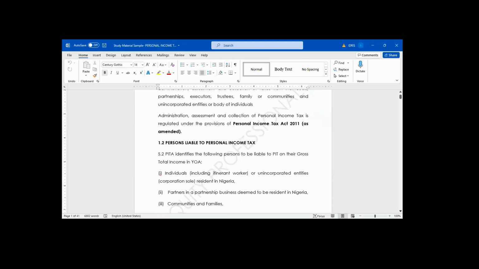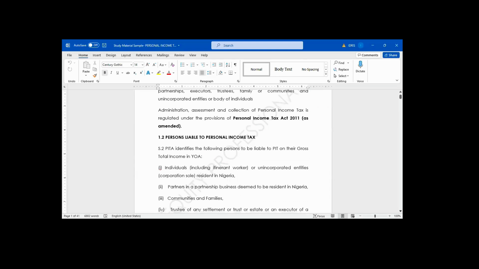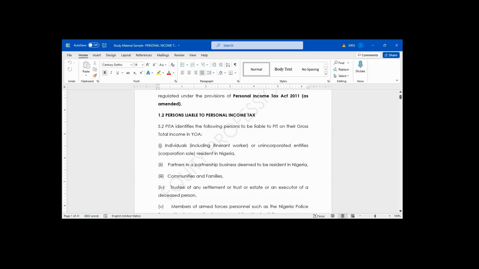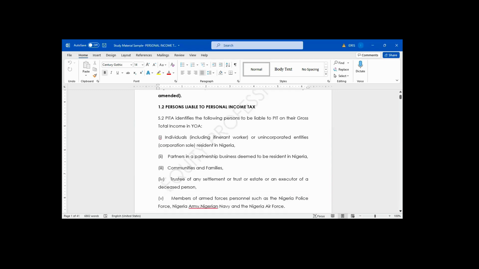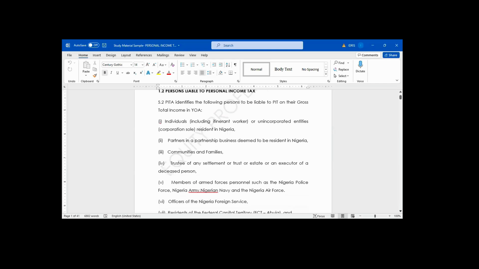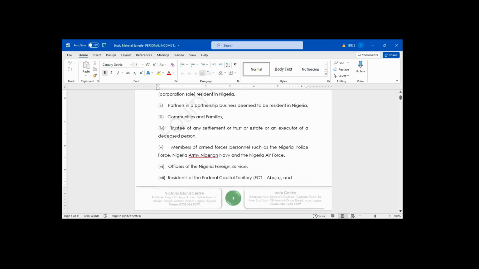Number one is individual. Number two, partnership. Partners in a partnership business are supposed to pay personal income tax. Number three, communities and families. Communities and families too are expected to pay personal income tax. Number four, trustees. Trustees too are expected to pay personal income tax.